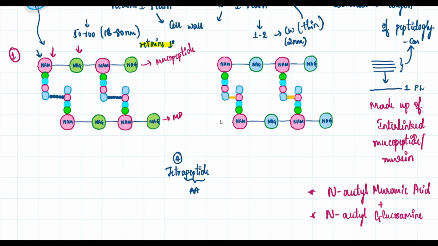That's it. What are those amino acids? You can remember it like this, LD. Okay, I'm discussing gram-positive bacteria. L-alanine, this green colored ball is called L-alanine. Then D-glutamine.